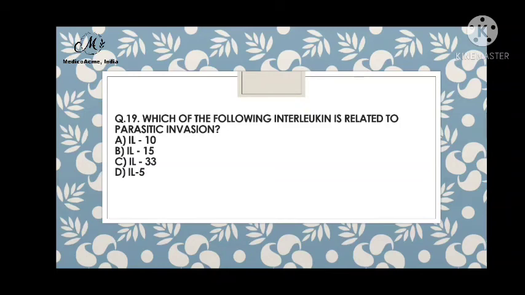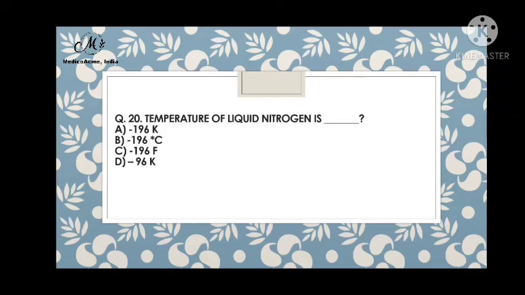Very important, very direct question from immunology, and the answer is D. IL-5 is the only one which has relevance in parasitic invasion. Eosinophils also you have to remember here. Eosinophils are very important in parasitic invasion.